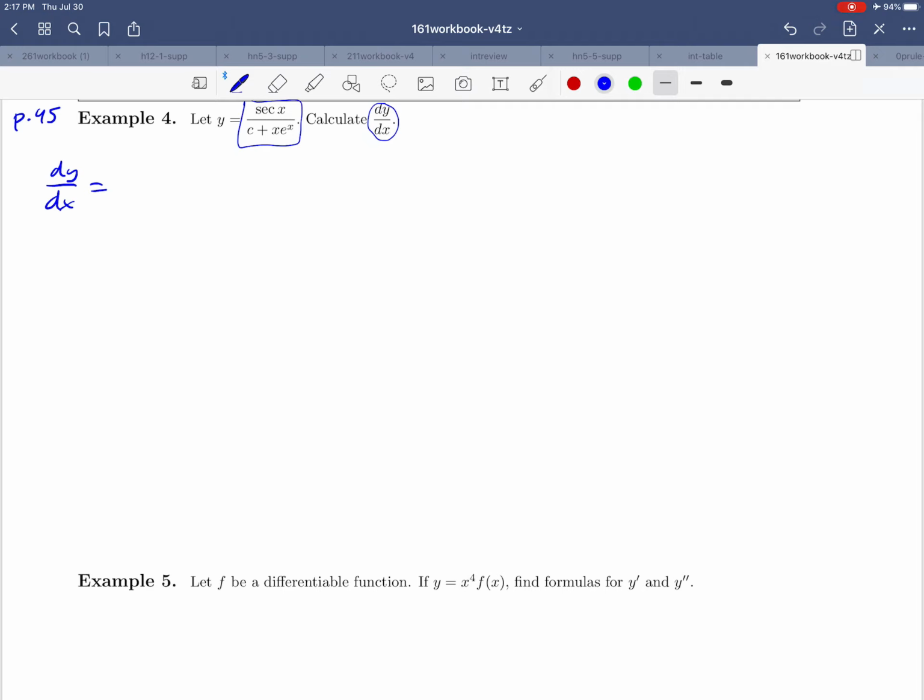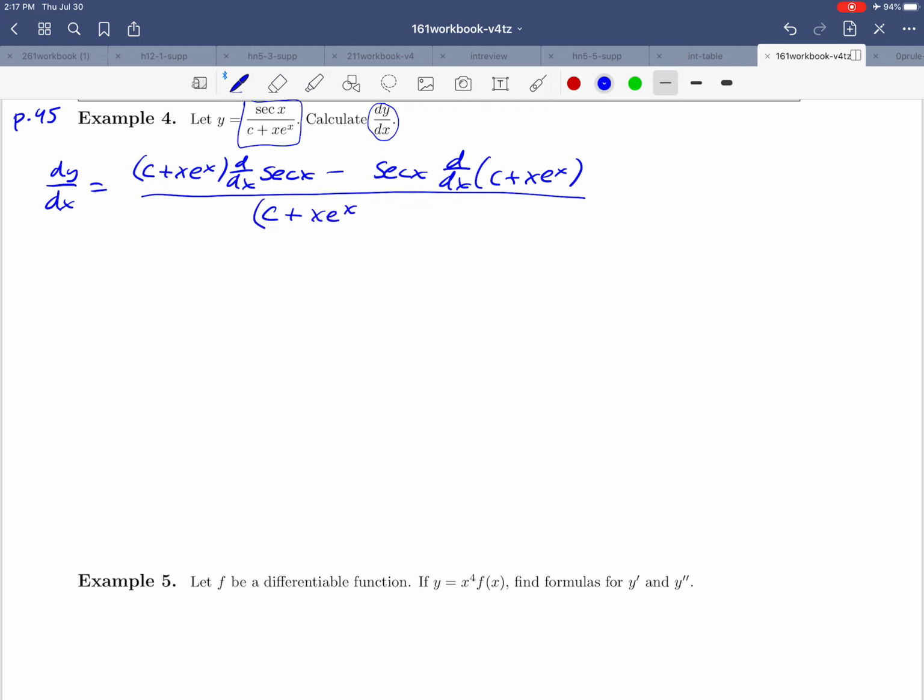So let's do the jingle together here. The quotient rule sounded like low d high minus high d low all over low squared. There's our first step. We've just used the quotient rule.